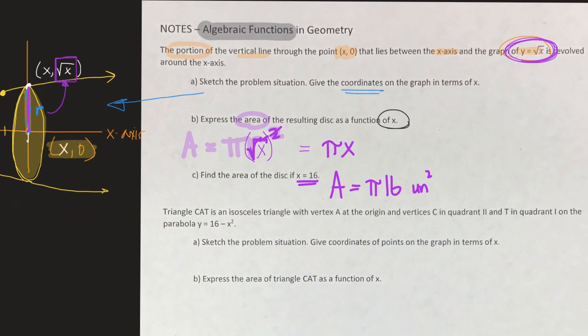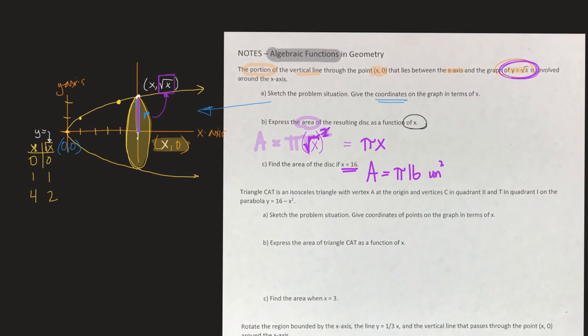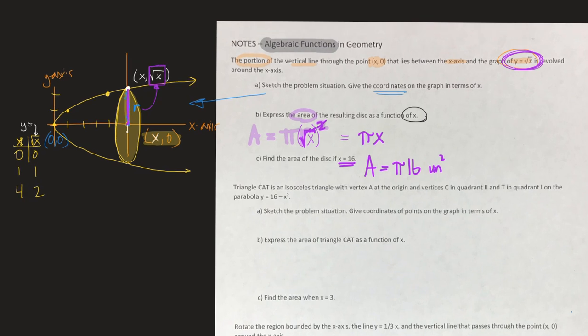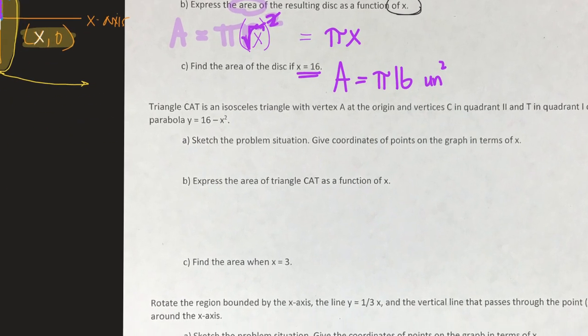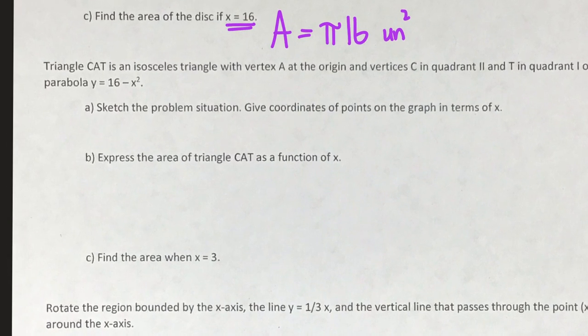Okay, so that's the gist of what we're doing here, right? We're taking this algebraic concept of root x, we are rotating it around the x-axis, which is also algebraic, and that rotation gives us a geometric shape. Okay, in this case, we have a circle that we're going to find the area for. We're going to simplify the formula and find the area. So let's see if we can do this again for our next problem here.